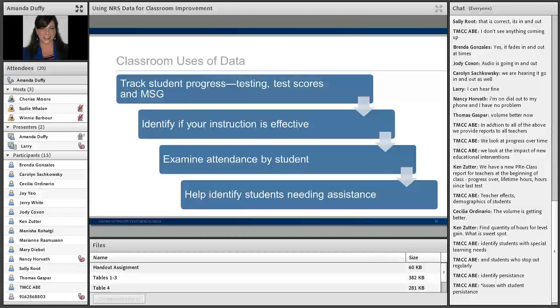So again, TMCC has already shared some of their ideas about how data can help them identify students needing assistance. I'd love to hear from others. What else or how else have you used data to help identify students needing assistance? And again, I'm just going to pause and give you a moment to use the chat pod and share your stories.